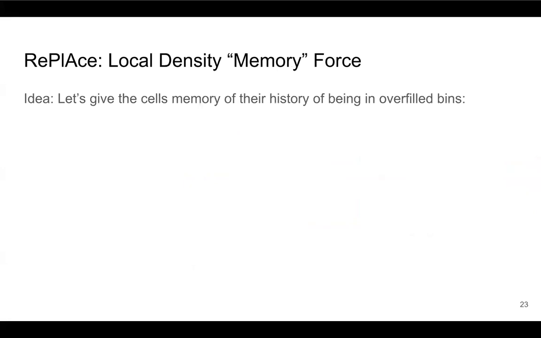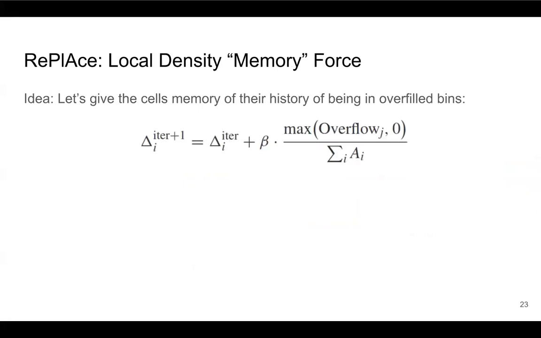So the idea is let's give cells memory of their history of being in overfilled bins. Now I should be clear, I added the word memory here. They don't call it this; they give it a really confusing name, but I call it memory because what we're doing here is we take this term delta I iter, and that's going to be our force. I think it's initialized to 0, and we just add on to it some scalar multiple of the overflow of the current bin it's in. And then we just keep adding to it over and over again for each cell or each instance I.